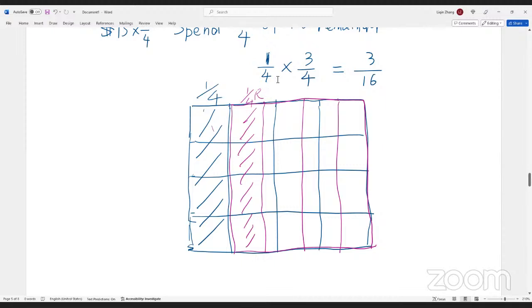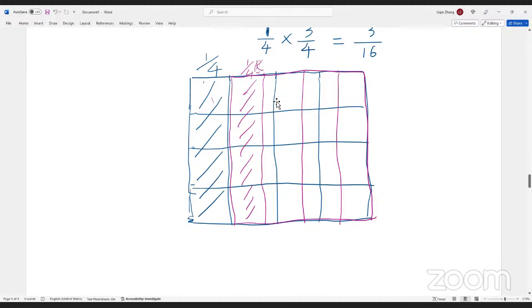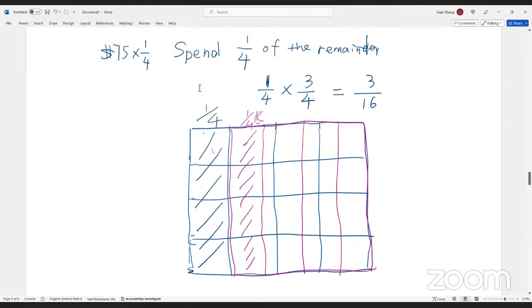So comparing, this part is a remainder. So comparing, we can see the first 1/4 is bigger than the second 1/4, because the second 1/4 is based on the remainder. Okay. So in this way, it's hard to see what we have divided the parts into, how many equal parts.